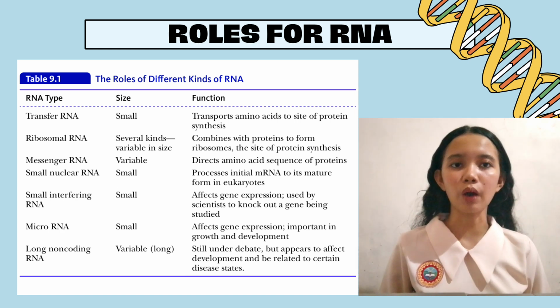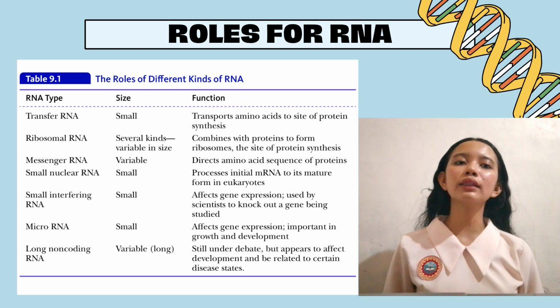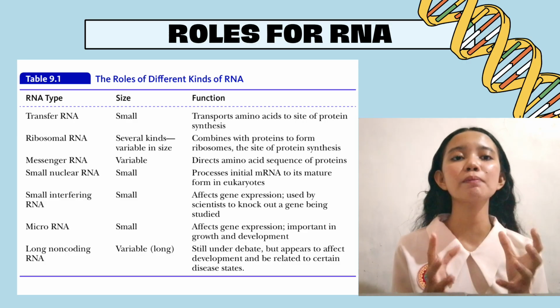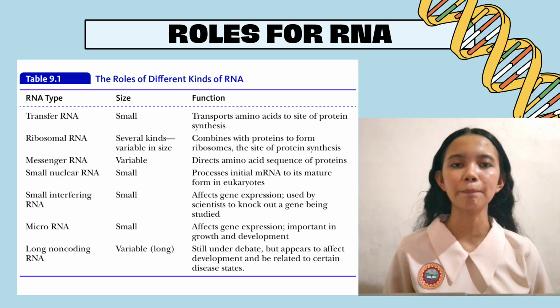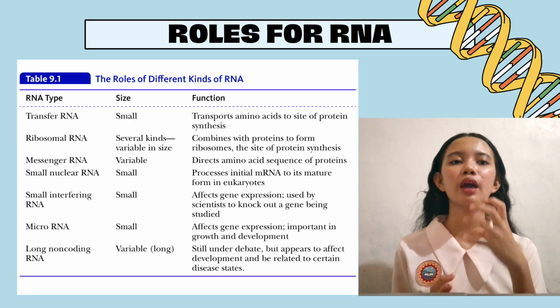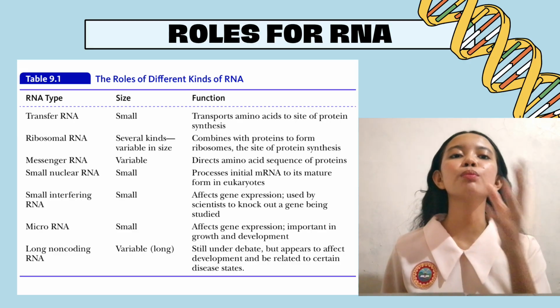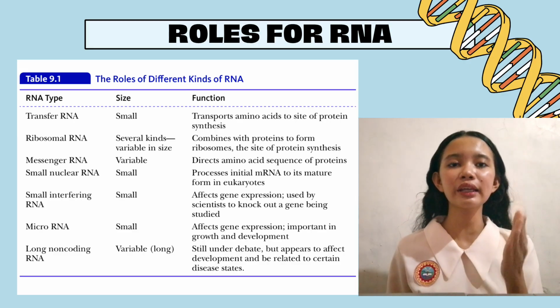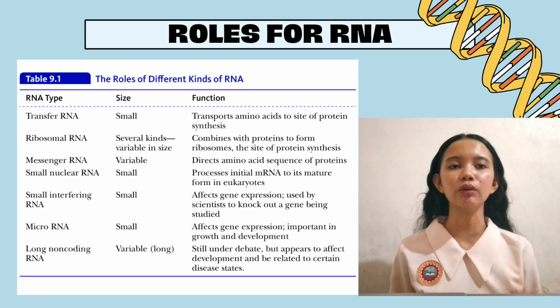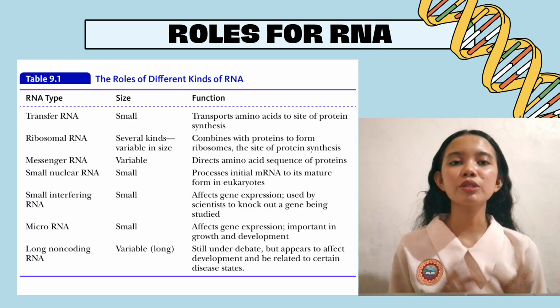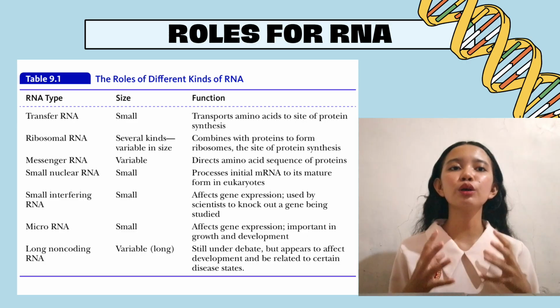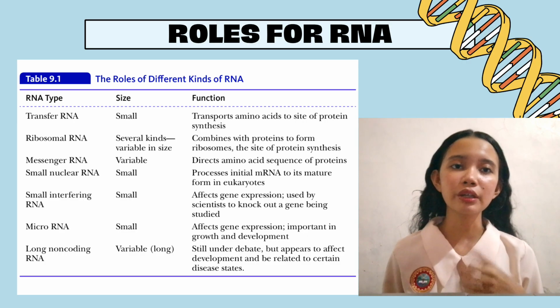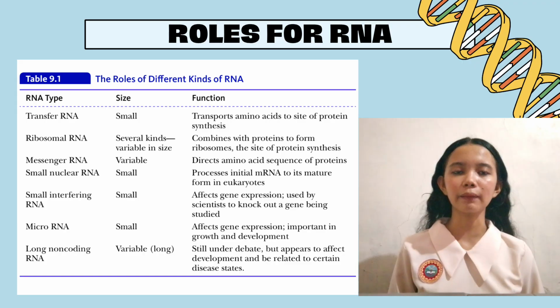Sixth is the microRNA. It is a small non-coding RNA that helps regulate gene expression. It binds to specific mRNA targets to block their translation or trigger their breakdown. These are especially important in controlling cell growth, differentiation, and development.